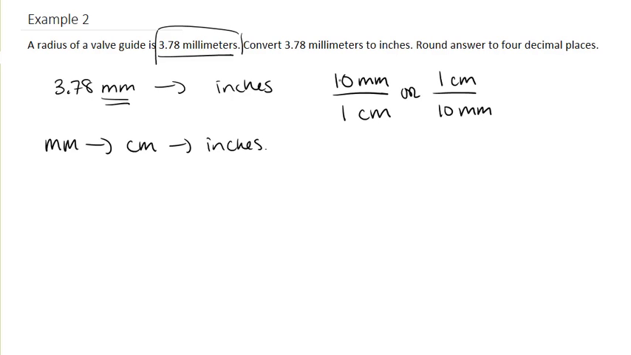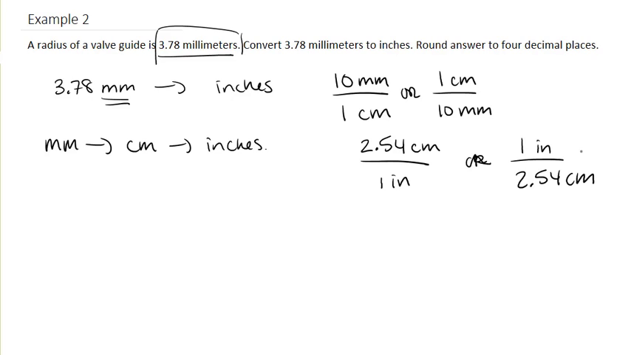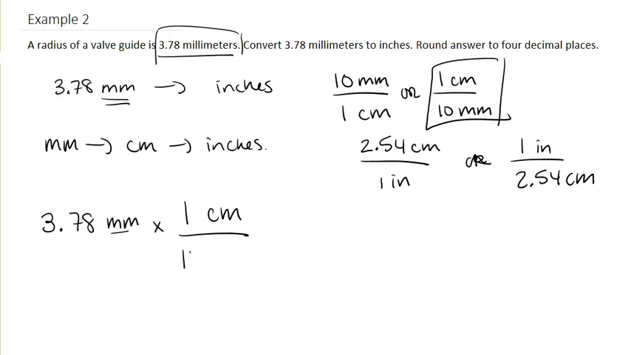So we need to use one of these forms of this relationship. And then we also know we have 2.54 centimeters is equal to 1 inch, or we have 1 inch, which is equal to 2.54 centimeters. So let's go ahead and start setting this up. So we have 3.78 millimeters. Now the first thing we need to do is get to centimeters. So we need to cross out this millimeters. So we're going to use this conversion. So we will multiply and we get 1 centimeter over 10 millimeters.